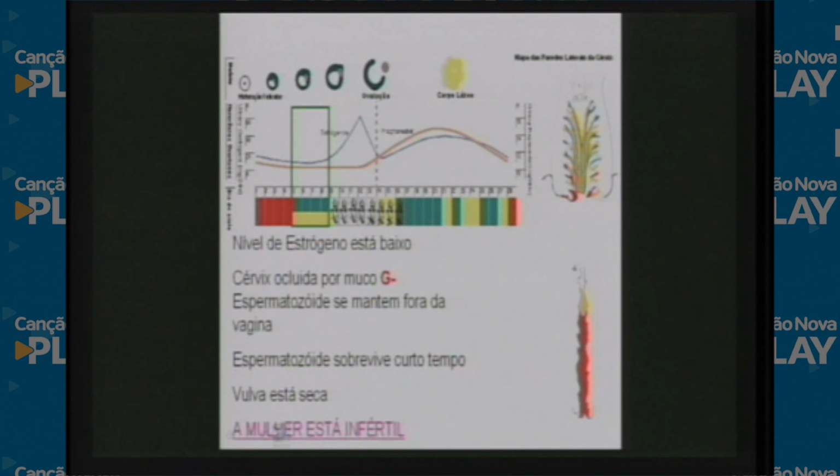So we see there that the cervix is completely blocked up by the G mucus. And this is a time of infertility. But then there's a change.